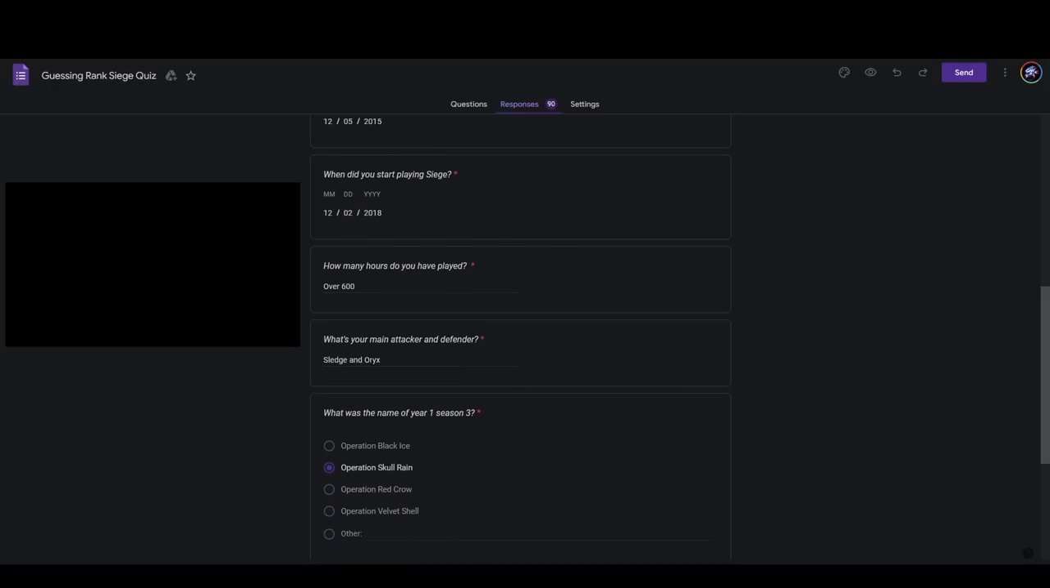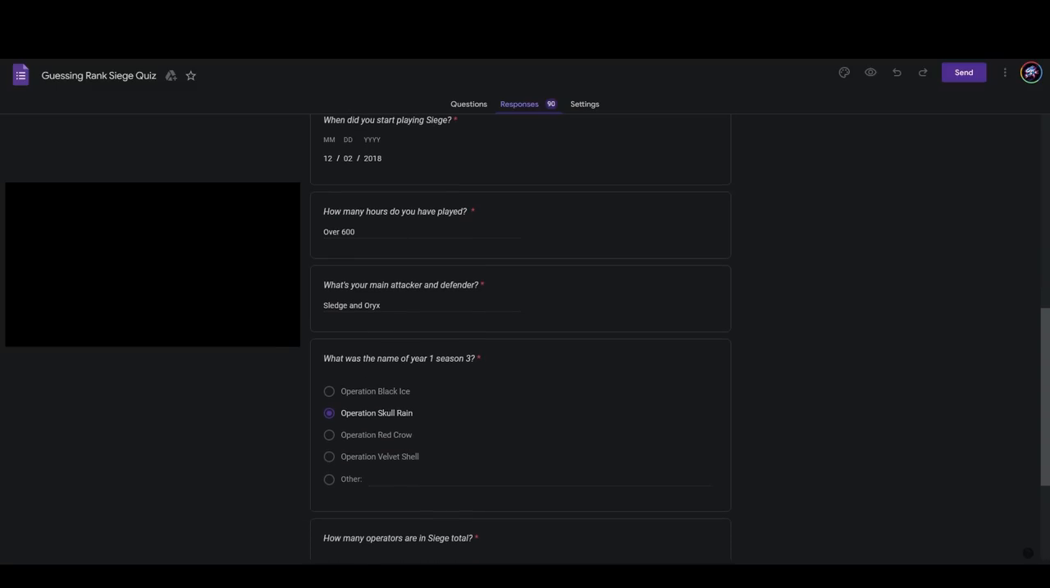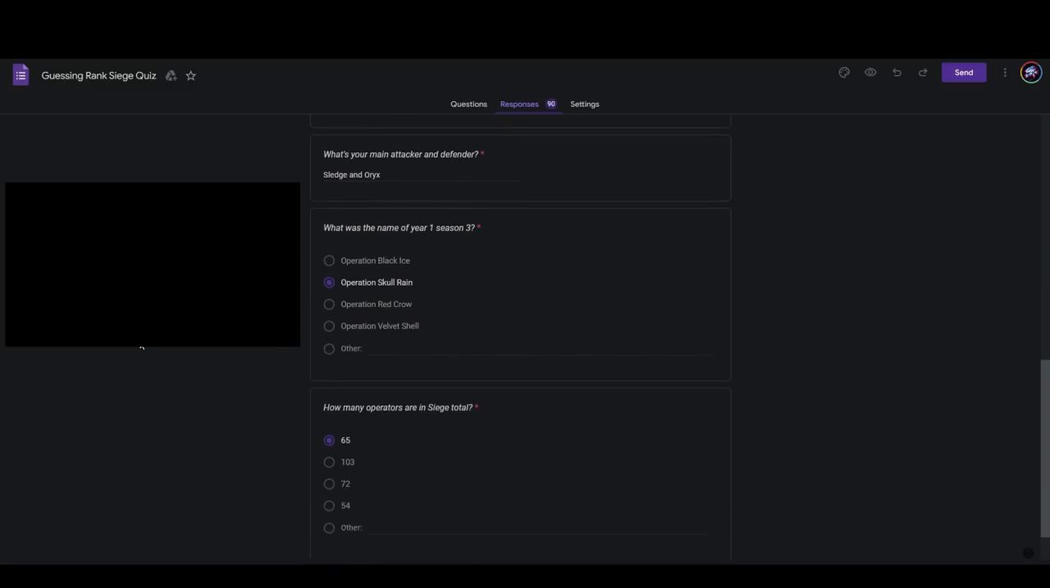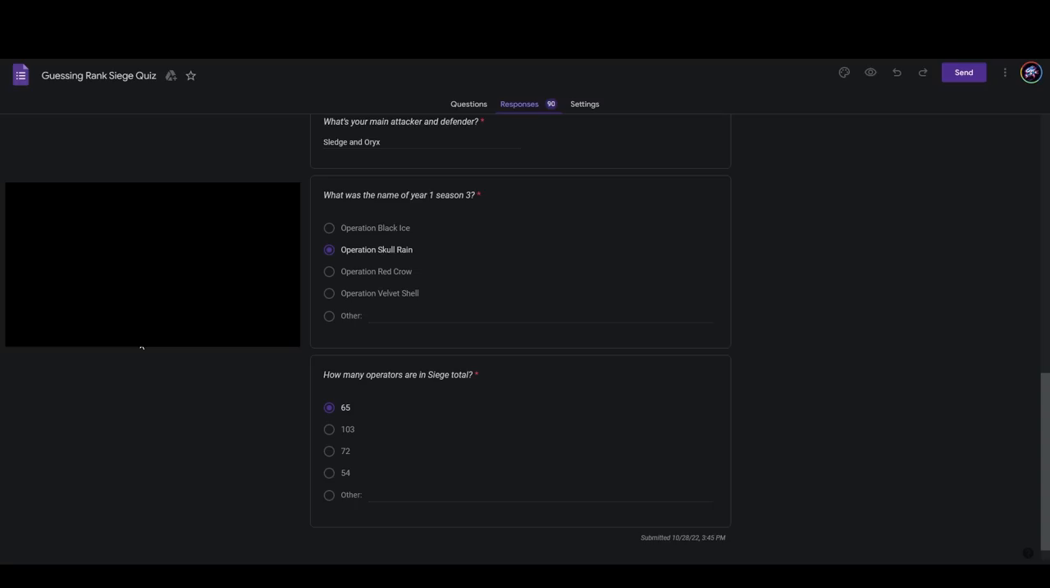Main attacker is Sledge and Oryx. Oryx is an interesting main defender. I feel like you don't see people main Oryx as the defender very often. But all right, I respect it. I like Oryx. What was the name of year one, season three, Skull Rain? So he got it right. How many operators are in Siege? Total 65. He also got it right.